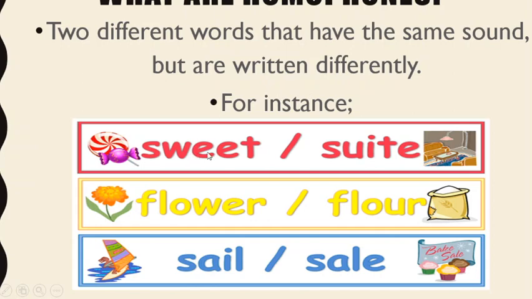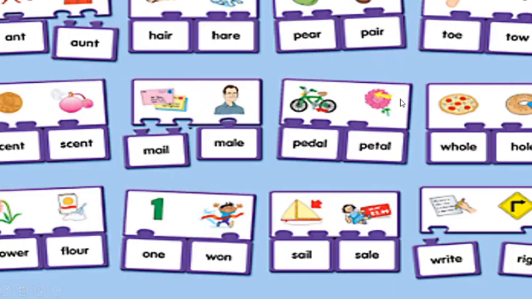For instance, sweet, sweet. This is the candy and this is a room. Flour, flour, right? So this is the flour and this is what you use to make cookies. Sail, sail. This is a sail when you are in the ocean, and this is a sail when you are selling cakes. So remember, homophones are two different words that have the same sound but are written differently, right? I hope you get the instructions. I have here more examples.